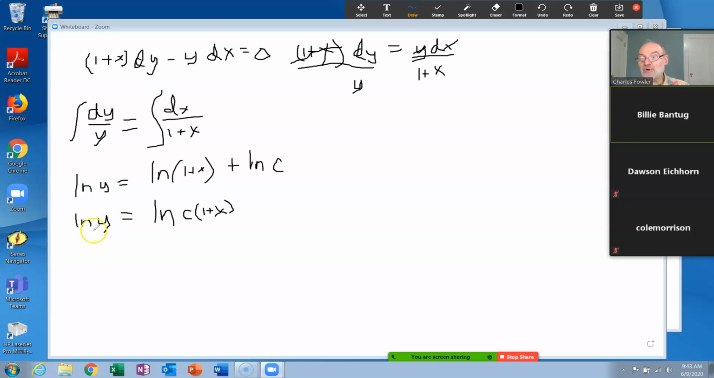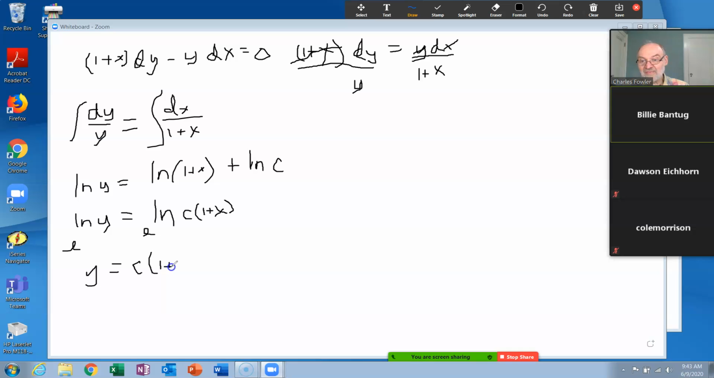Now that you've got pure logs on both sides, if you had a plus c out here, that's not a log, and you can't do what I want to do next. I want to exponentiate both sides. Raise both of these to the e. And what is e to the log y? Just y. And what is e to the log of c plus log of 1 plus x? c times 1 plus x. You got it.